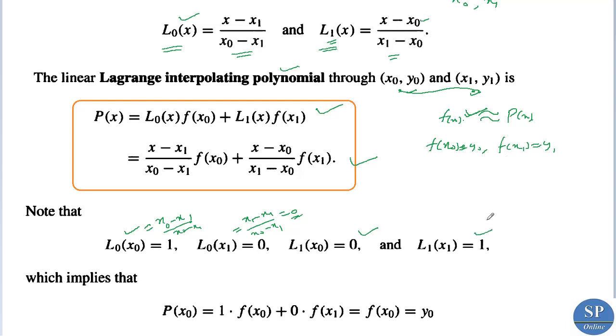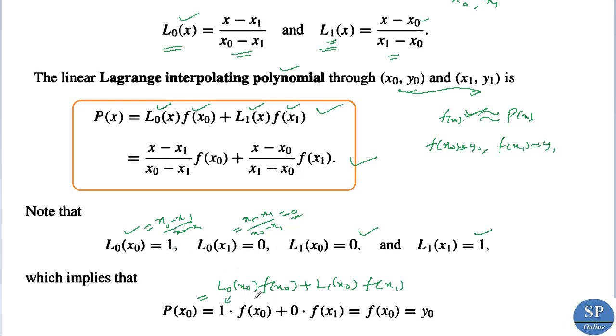So this means that p of x0 is L0 of x0 into f of x0 plus L1 of x0 into f of x1. We have L0 of x0 is equal to 1.